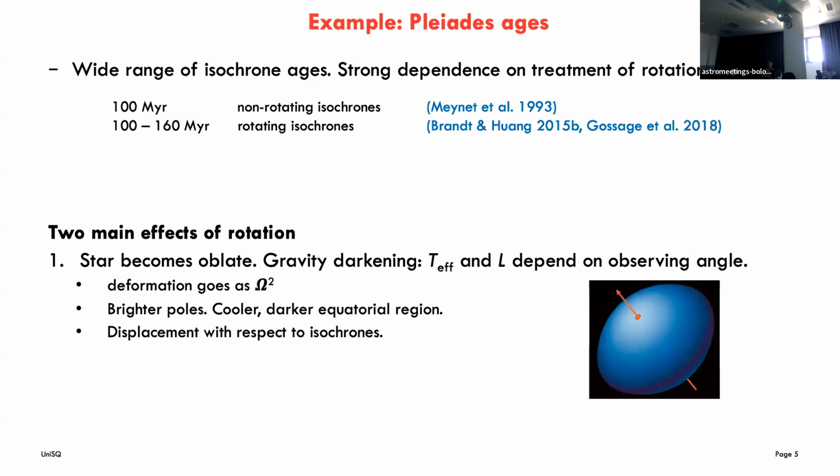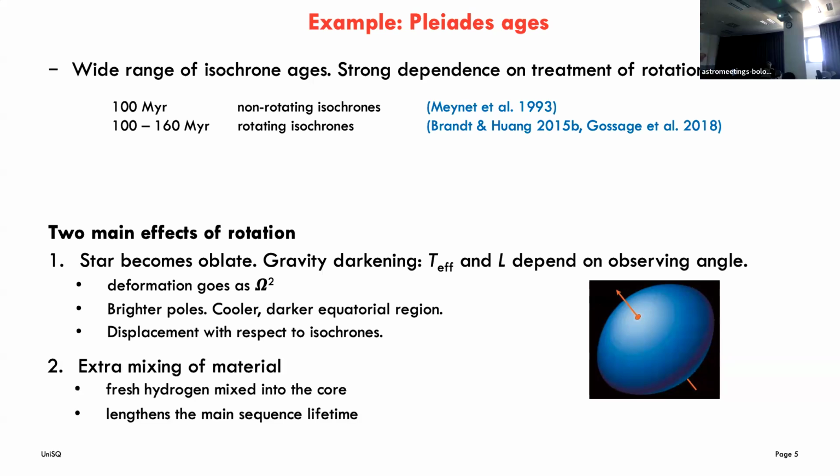I mentioned this one before, the star becomes oblate. So gravity darkening causes the temperature you measure at the equator to differ from the temperature you would measure at the poles. The same is true for the luminosity. This all depends on the observing angle. The degree of that deformation scales as the square of the stellar rotation rate, so your really rapid rotators are really strongly affected. And you get these brighter poles, the cooler, darker equatorial regions, and that displaces your star with respect to isochrones. So that's the first main effect.